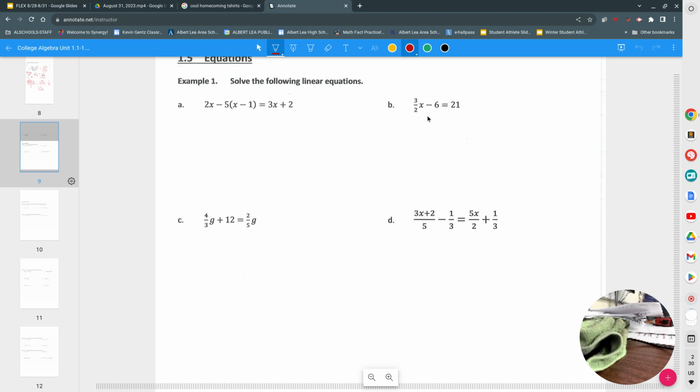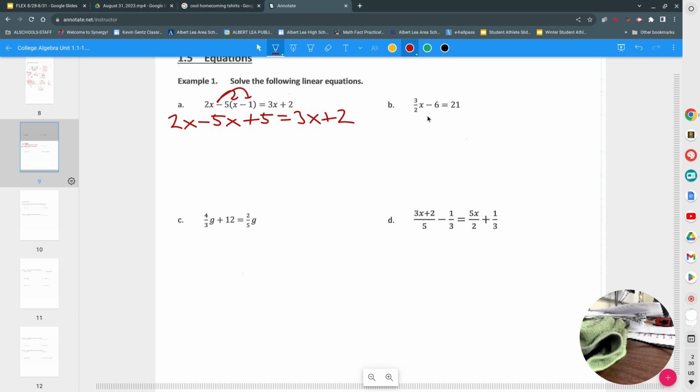Because it's x to the first power, and we can solve it just like you would always want to solve something. What are we going to do first to solve this equation? What are you going to do? Yeah, we're going to distribute the negative 5. So we distribute that negative 5 through, we get a 2x, we get a minus 5x, we get a plus 5, and that's equal to 3x plus 2.